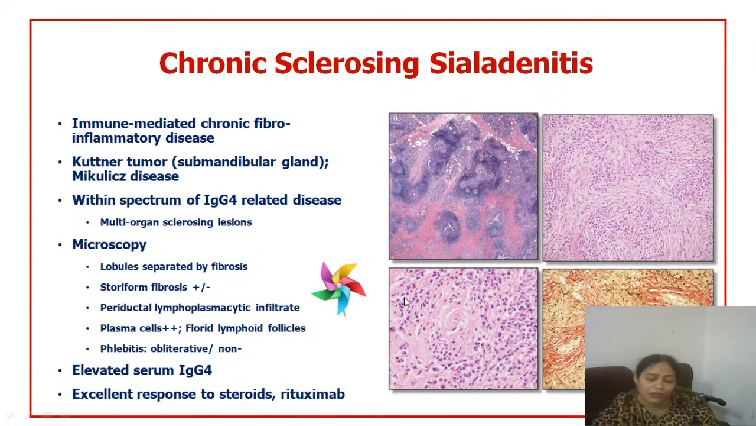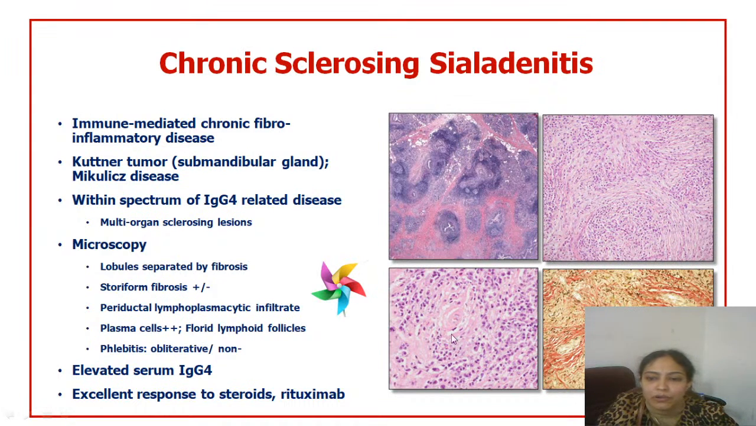Now, why it's very important to identify this disease, although it can present as a mass, is because it's a sclerosing lesion, and there's a lot of fibrosis. You can have a mass lesion with ill-defined borders, so you're really not able to identify it as benign or malignant. But if you identify this on a biopsy, it's very important, because these patients respond very, very well to steroids and to rituximab. So the lesions would drastically resolve once you start the treatment.